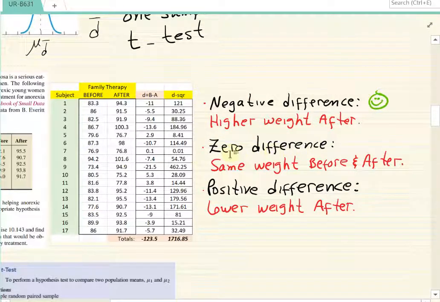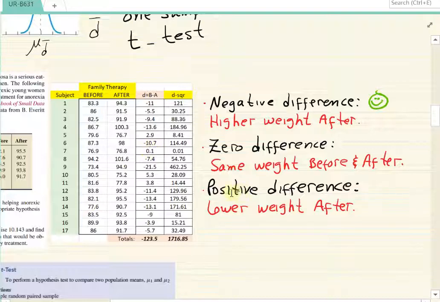A 0 difference, like I have almost here. Look at subject number 7. 76.9, 76.8, almost. It had no effect on this person. 0.1. Don't worry about these squares. This is if you want to do this by hand, but I just have them there, so ignore this last column. So 0.1. If this was 0, that would have meant identical. I don't have any 0. That's the closest to 0 I came on that one.